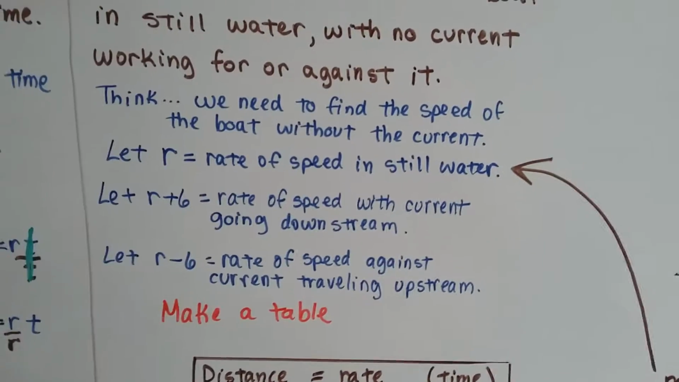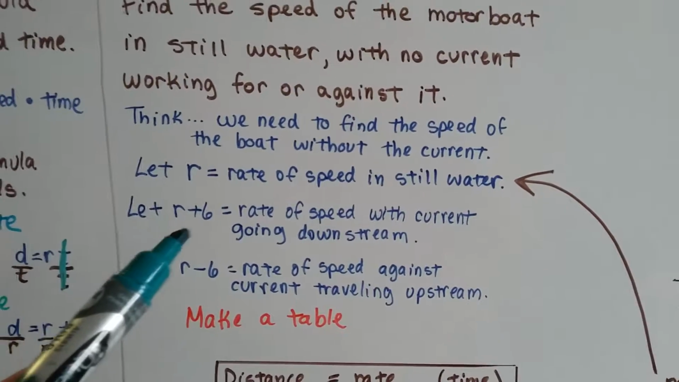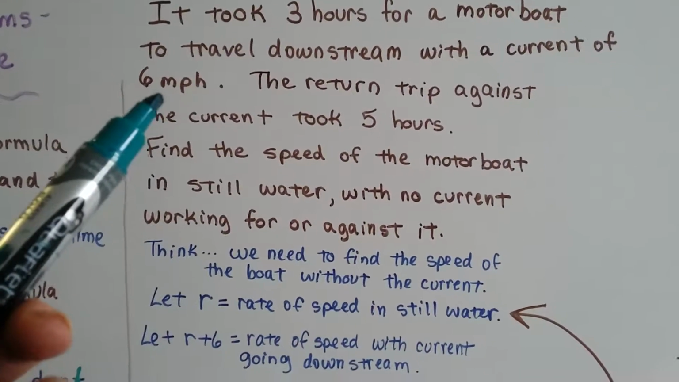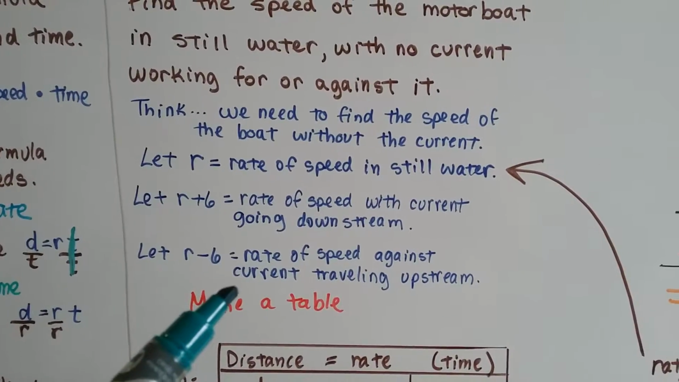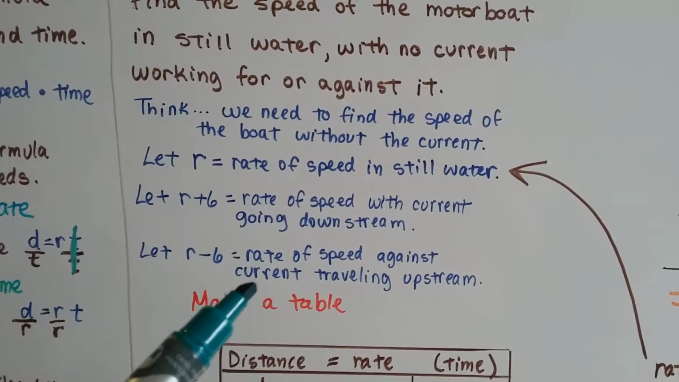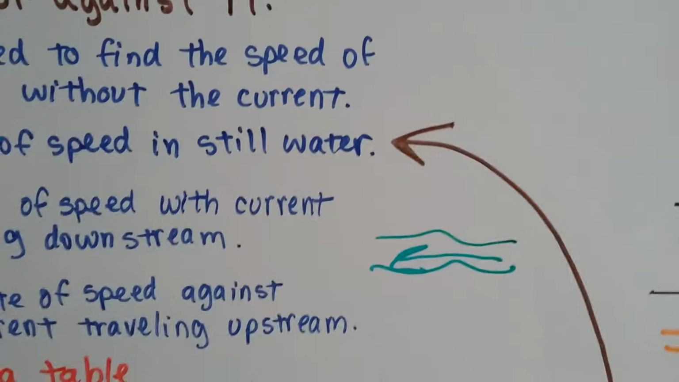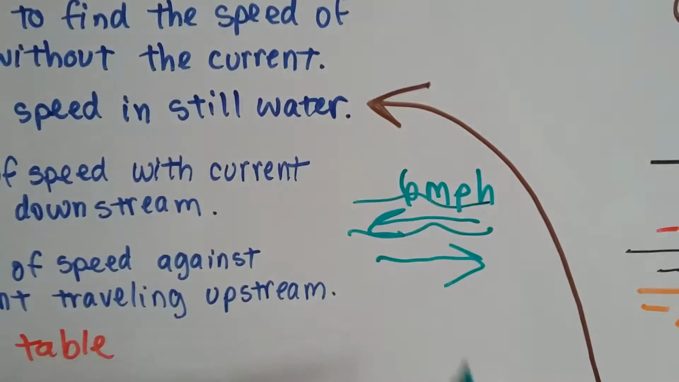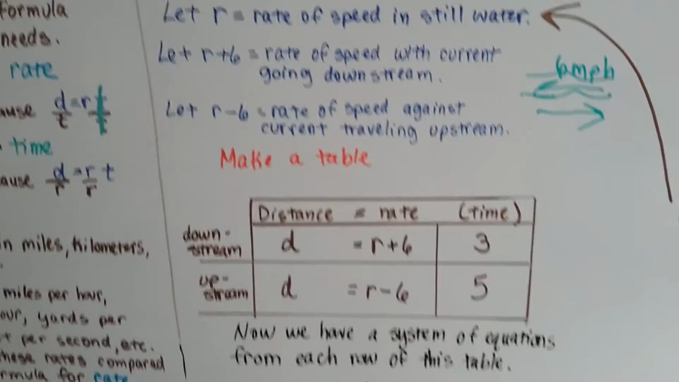So we're going to let r equal that rate of speed in still water without the current. We're going to let r plus 6 be the rate of speed with the current going downstream, because the 6 mile per hour current is helping it, isn't it? We're going to use r minus 6 as the rate of speed against the current traveling upstream, because if this is the river, and the current is going 6 miles per hour, but the boat is trying to go against the current, it's going to be fighting that current, isn't it? So we're going to do r minus 6. So now we can make a table.